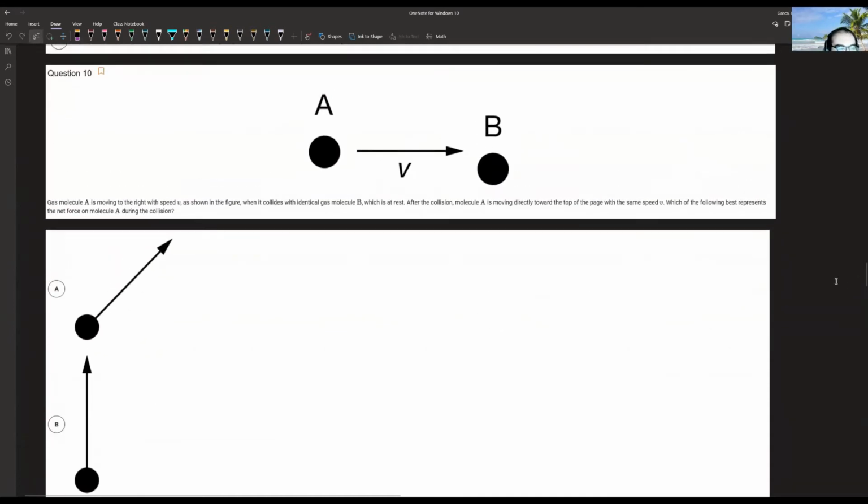A gas molecule A is moving to the right with a speed v as shown in the figure, when it collides with an identical gas molecule B, which is at rest. After the collision, molecule A is moving directly toward the top of the page with a speed of v. Which of the following best represents the net force on the molecule during the collision?